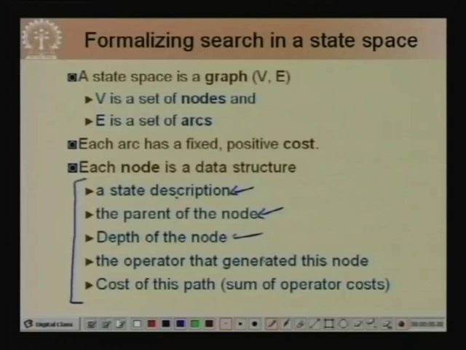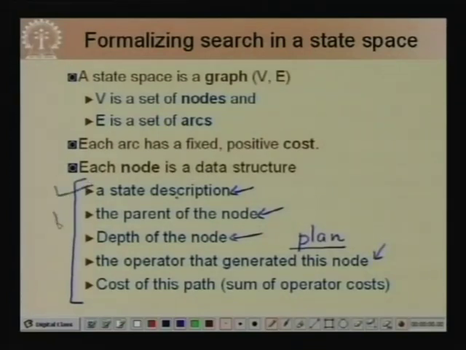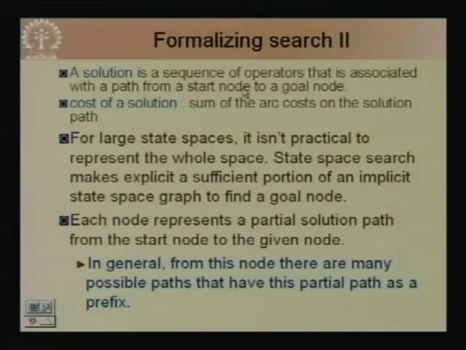We also need to keep track of the generator, the operator that generated this node. If we want to find the output, the final plan, we need to find the operator that generated this node. And we need in some cases to keep track of the cost of the path, especially when we look at uniform cost search and best first search. In subsequent lectures, cost is important, but at least we need to keep track of the state description, the parent and the operator. And for some algorithms we need to keep track of the depth and sometimes the cost. A solution we have seen is a sequence of operators associated with a path from a start node to a goal node.